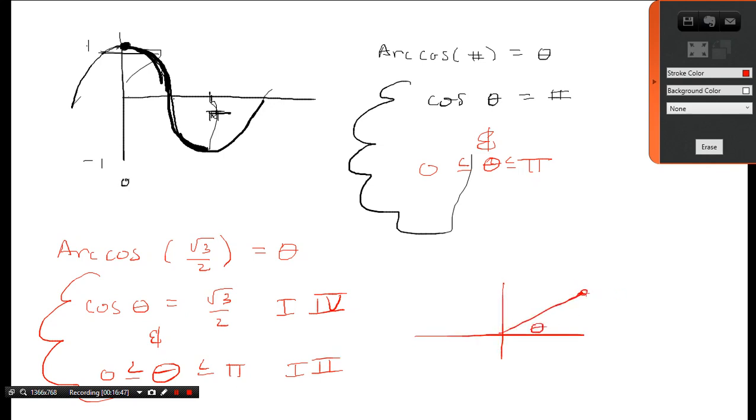So think unit circle here. Where's x √3/2 and y 1/2? It turns out a lot of these angles happen to be pi over 6, which is really weird. I had to give you one that's not pi over 6. Go figure. So theta is equal to pi over 6, which means that this arc cosine is equal to pi over 6. Very easy.